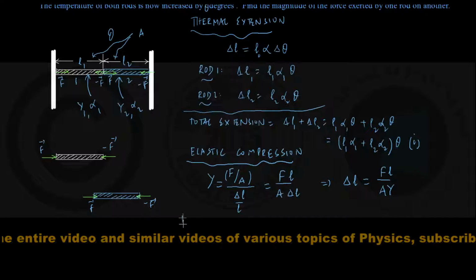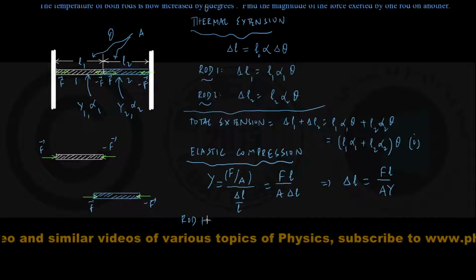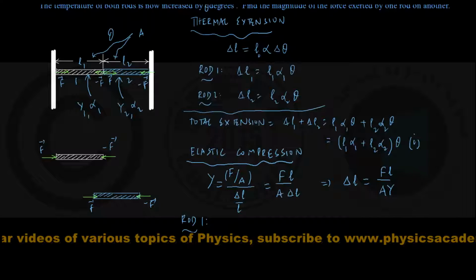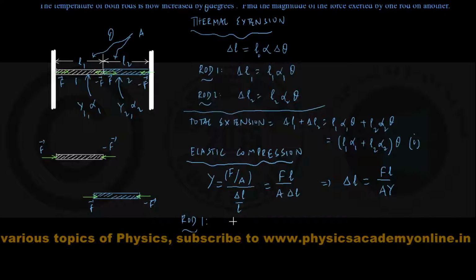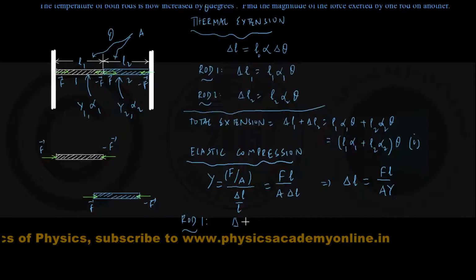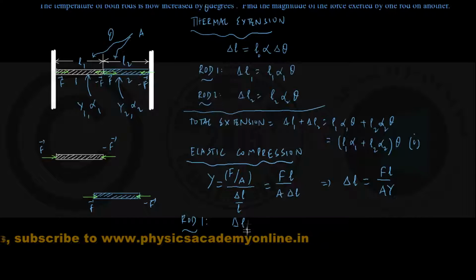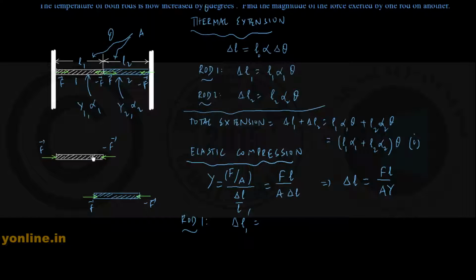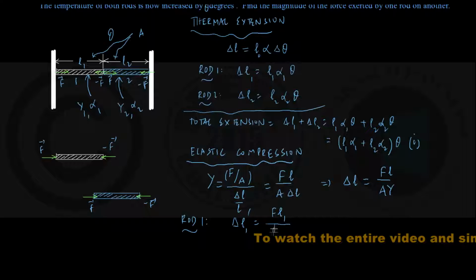So, for rod number 1, in white color, we might write down the compression, I'm writing the magnitude only, delta L1 dash, to distinguish this from the earlier symbols. This is the value of compression of rod 1 under a pair of compressive forces of magnitude F each. This is F into original length L1 divided by cross-sectional area A, Young's modulus Y1.